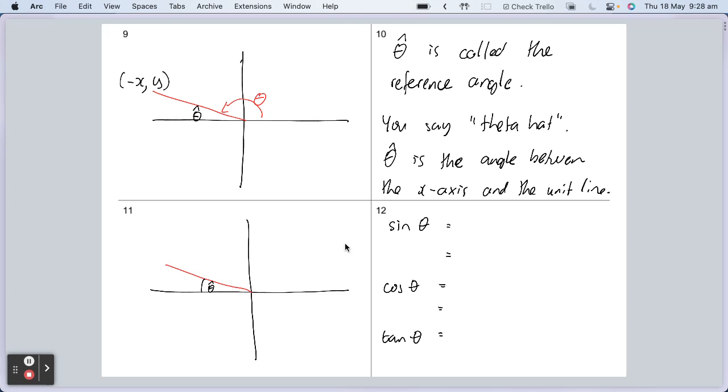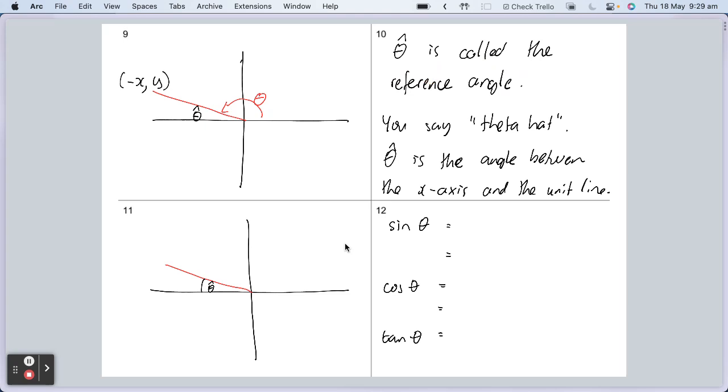So theta hat is called the reference angle. I say theta because that's what I'm doing, but I want to be really clear that I could have used x or beta or gamma. It's just a variable. Whatever the variable of the angle is, it's going to be that with a hat. So if this was an angle x, then that would be x hat, etc.